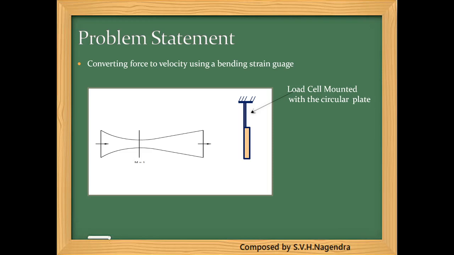So the question is very simple: there is a convergent divergent nozzle here, a CD nozzle, de Laval type of nozzle, and you want to find out the velocity coming out of this particular nozzle, or you want to find out the force of the jet coming out of the nozzle. In both cases it is going to work, whether you want to measure the velocity of the fluid or the force of the fluid.